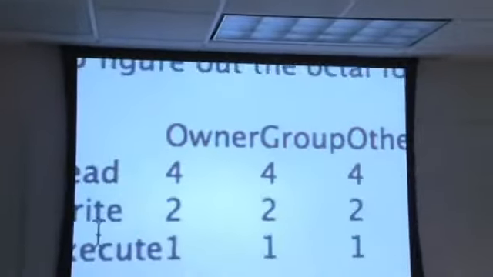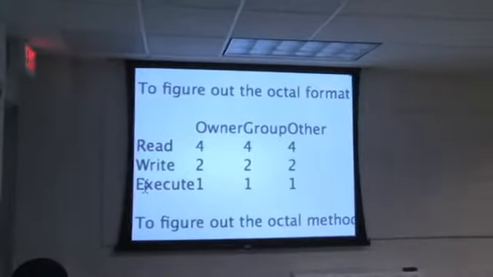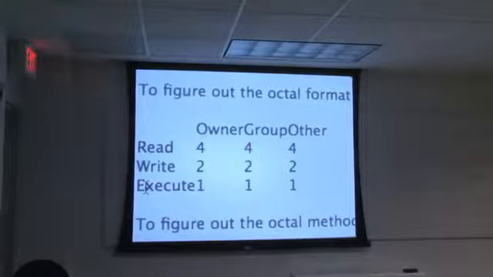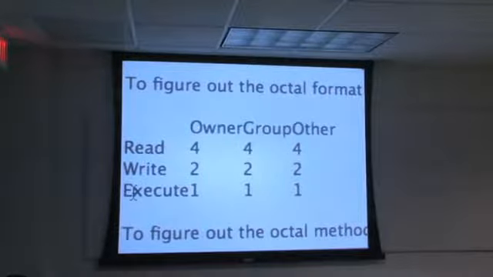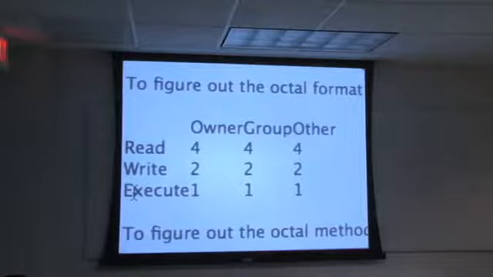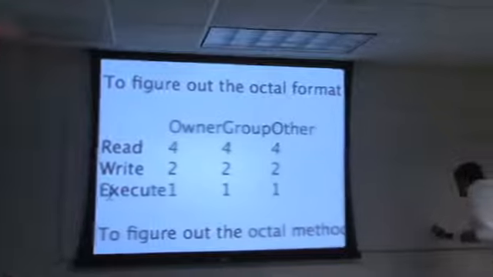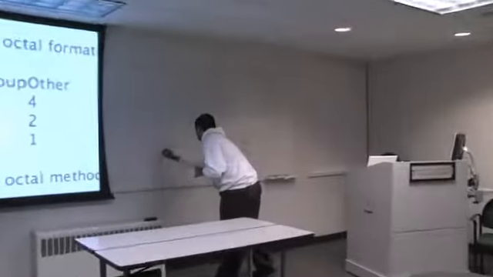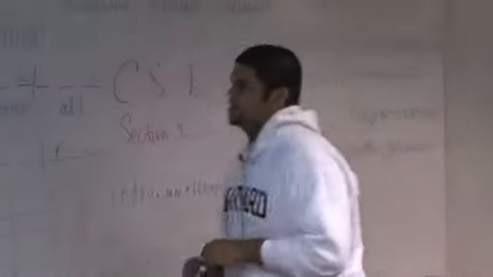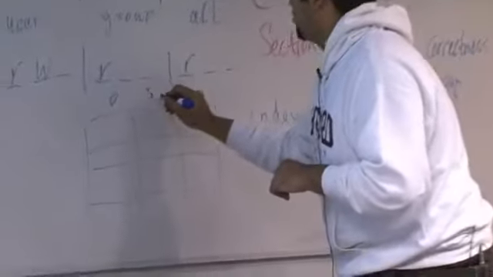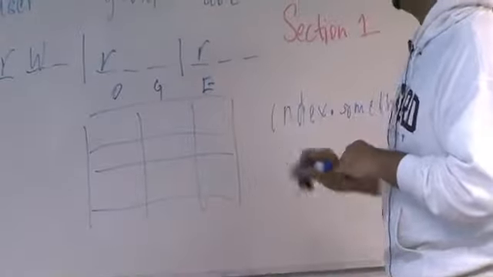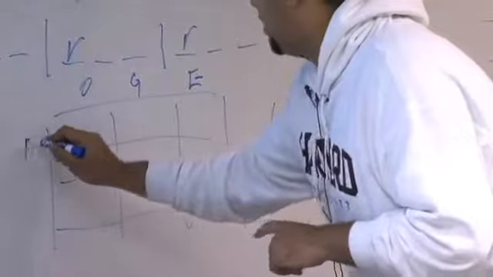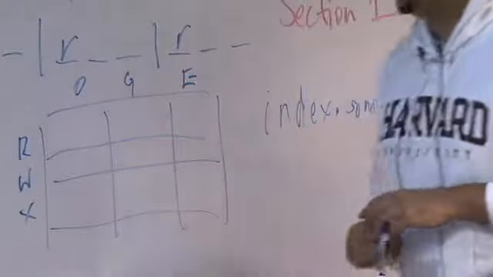But basically, think of this sort of grid. The owner is the user, the group, and everybody else. So the idea is, in order to figure out these 3 numbers, you just write this grid out. So let's actually draw this grid out. There's owner, group, everyone else, and read, write, and X.